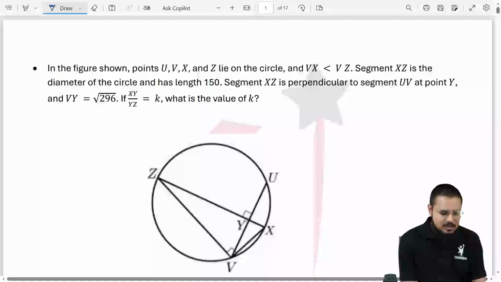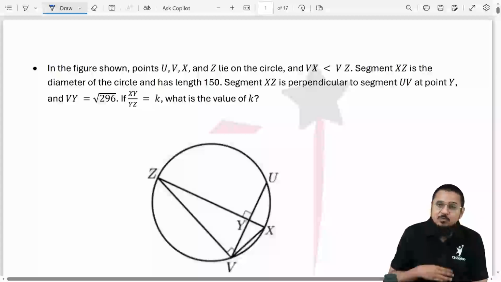and before I walk you through this question, I would really like to discuss some of the critical angle properties of circles which got tested, especially in this question. So I'm going to start with those properties first.